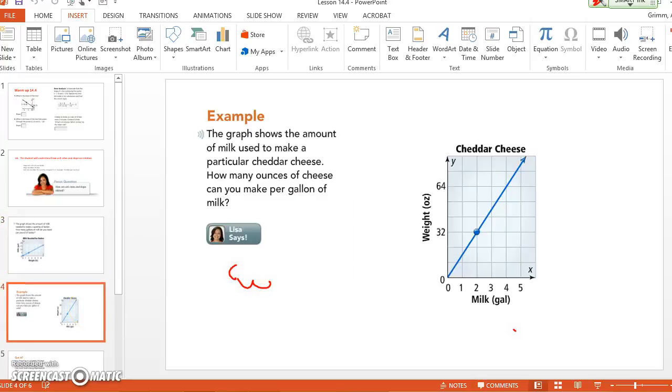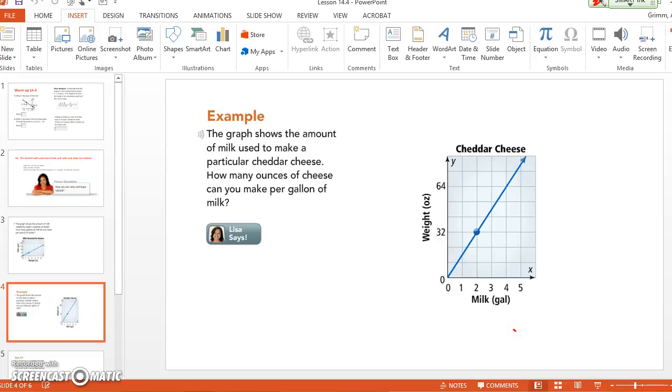All right, the next one says, the graph shows the amount of milk used to make a particular cheddar cheese. Okay, how exciting is this? I really want to know, how many ounces of cheese can you make per gallon of milk? You can make 16. How did you get 16? Because 2 gallons of milk is 32 ounces of cheese. So you were just using your brain to think about it. Yes, common knowledge.